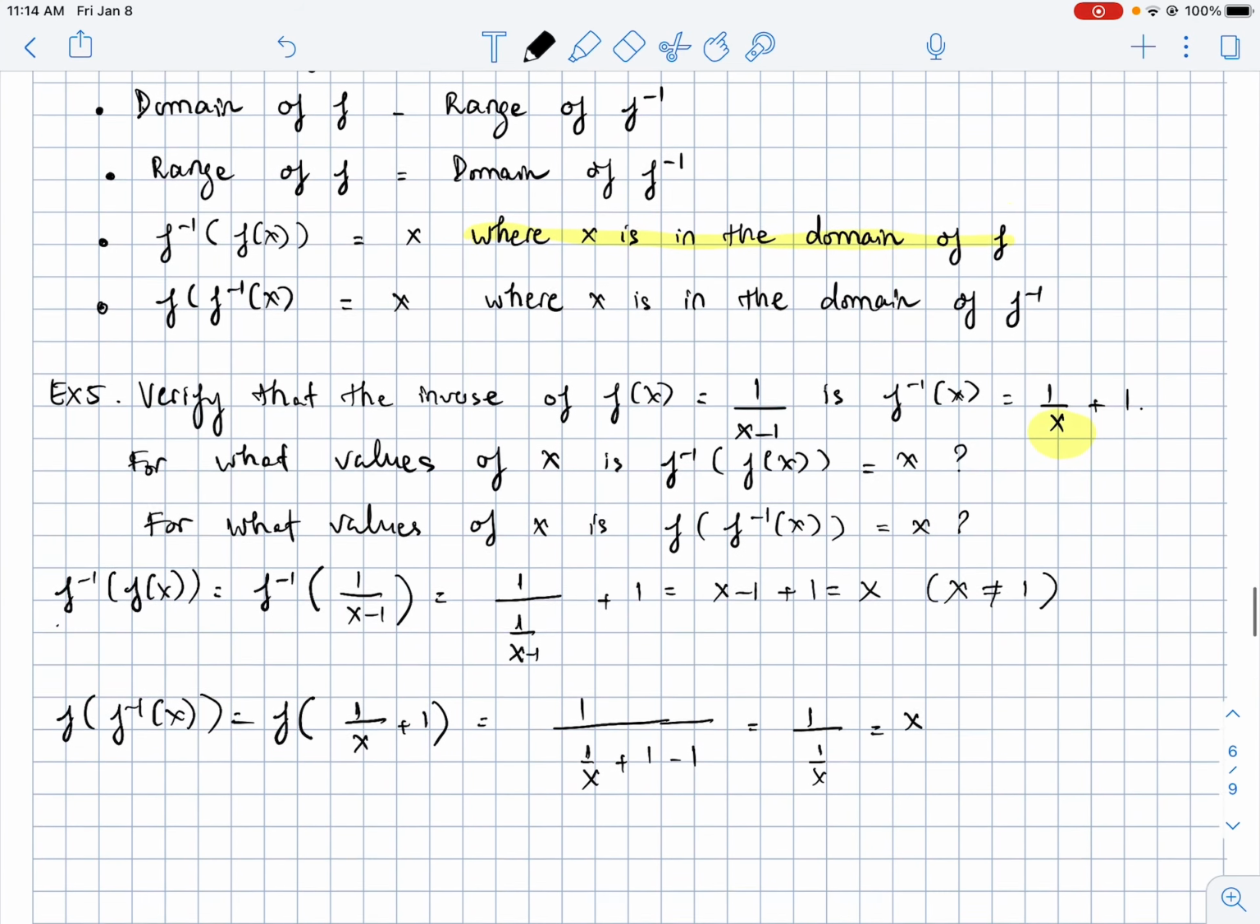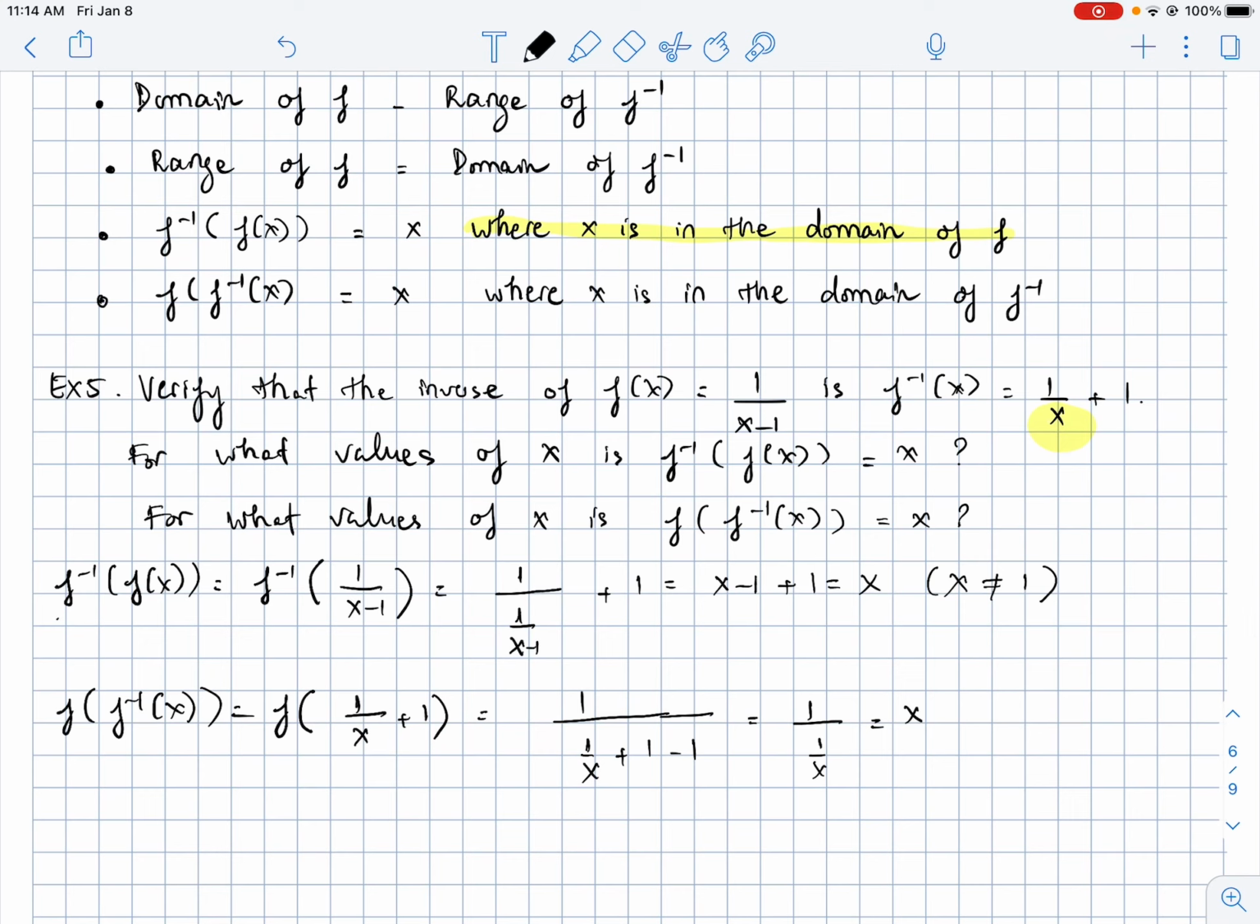So for what values of x can we get the functions composed with each other well defined? This x has to be in the domain of the f inverse. The domain of f inverse is all real numbers except x not equal to 0.